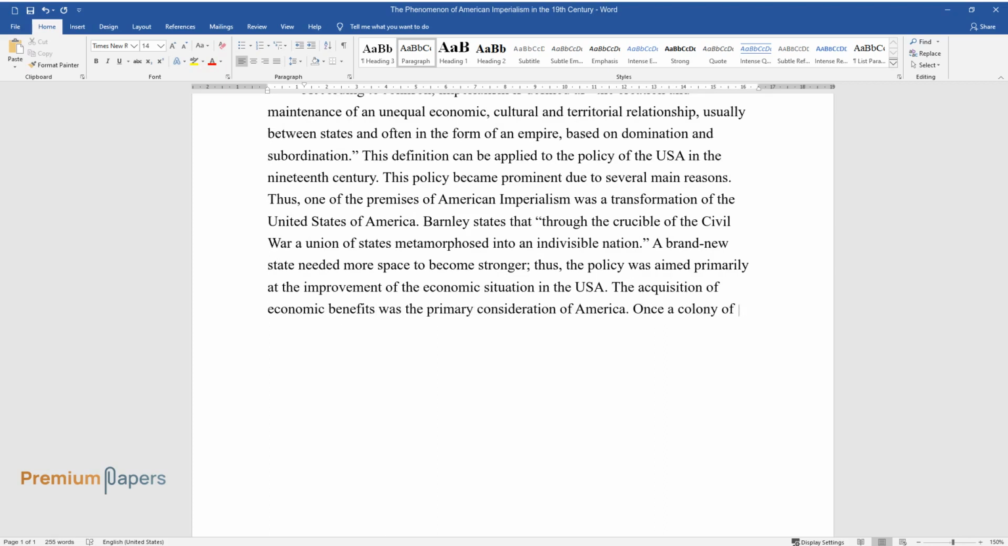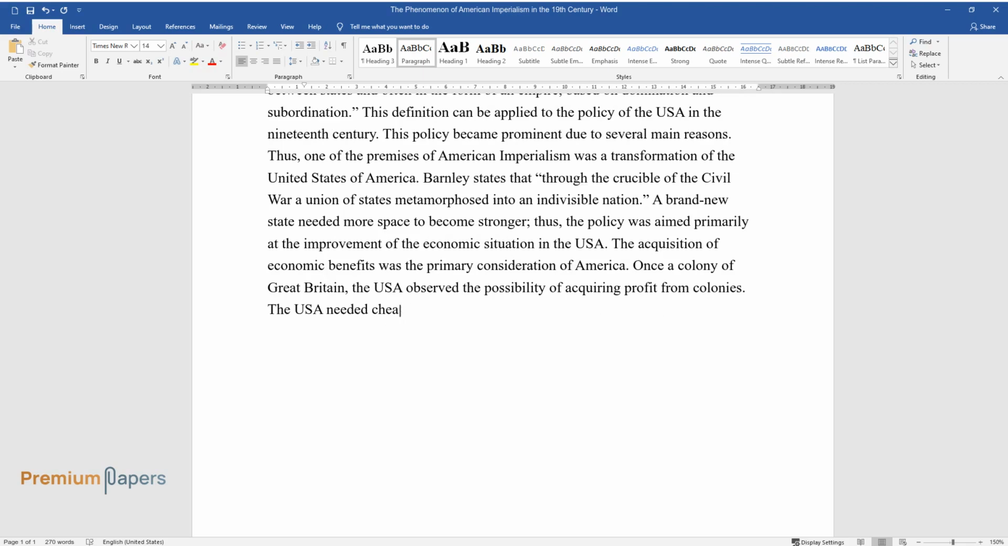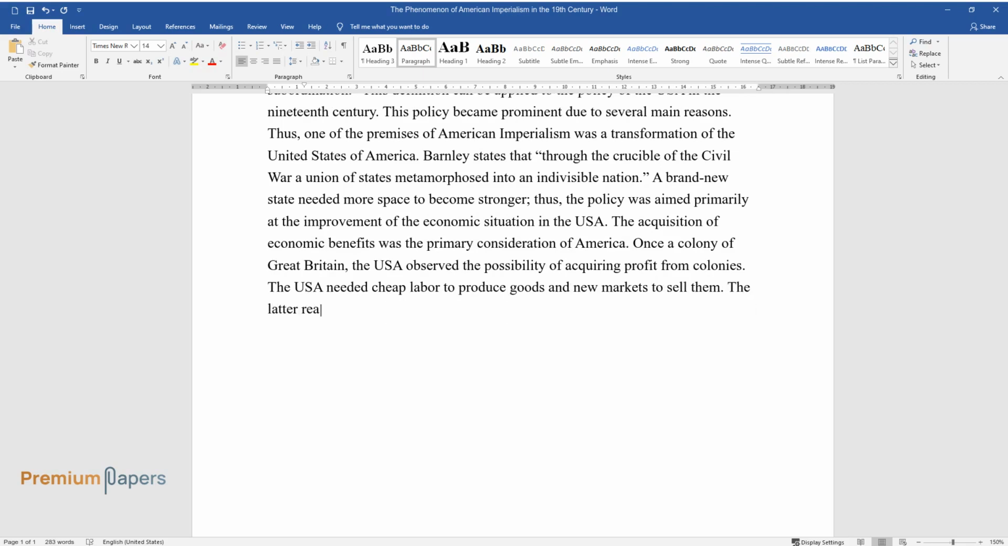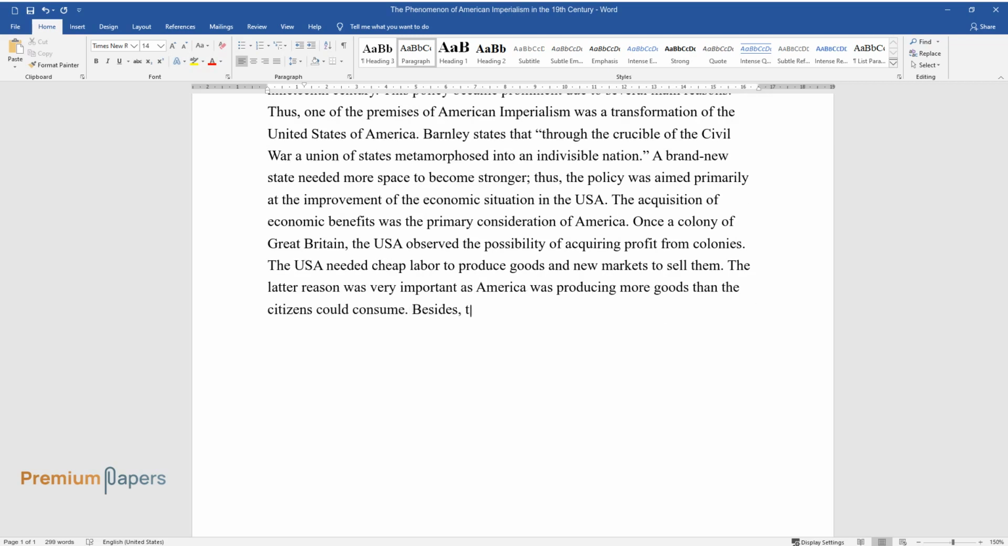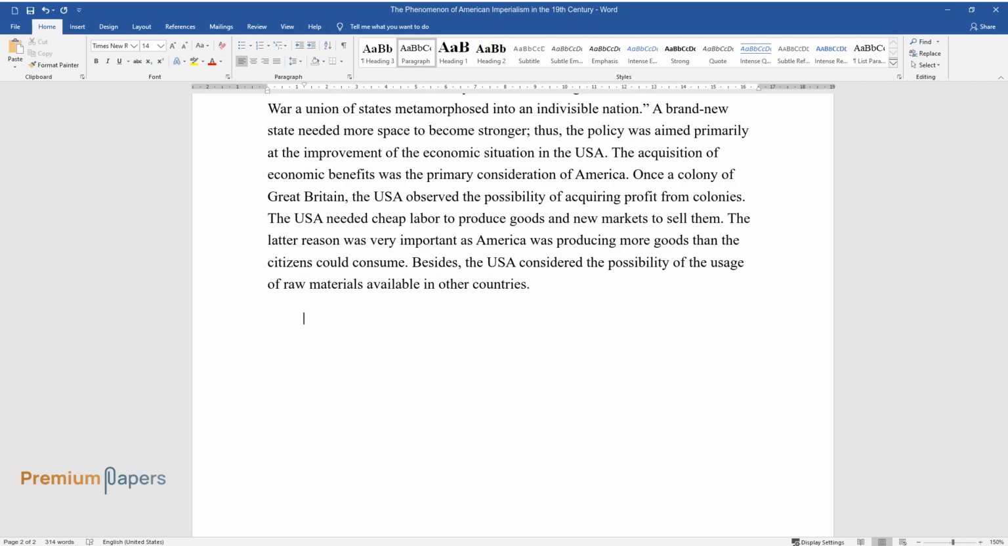Once a colony of Great Britain, the USA observed the possibility of acquiring profit from colonies. The USA needed cheap labor to produce goods and new markets to sell them. The latter reason was very important as America was producing more goods than the citizens could consume. Besides, the USA considered the possibility of the usage of raw materials available in other countries.